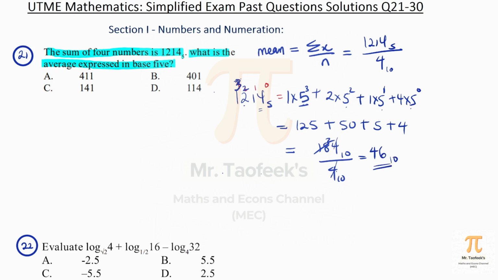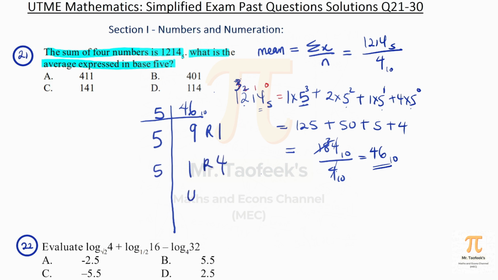So 46 base 10 will now be converted to base 5 because the answer should be in base 5. So that's the next thing to do. So we have 46. To convert from base 10 to base 5, you basically divide by that base, which is 5. So 5 in 4, that's 0. 5 in 46, I think that will be 9 with a remainder of 1, right? Because 5 times 9 is 45. Then 5 in 9, that will be 1, remainder 4, correct? And then 5 in 1, 0, remainder 1.